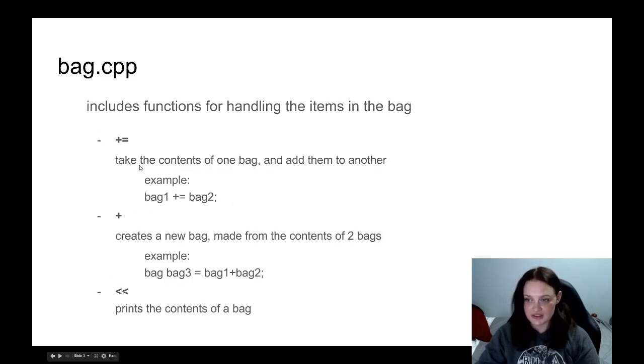Then we're also going to overload a couple of the operators. We're going to overload the plus equals so that we can take the contents of one bag and add them to an existing bag. We're going to overload the plus so that we can take the contents of two bags and return a new bag that contains the contents of both bags. And we'll be overloading the cout function so that we can print the contents of a bag.